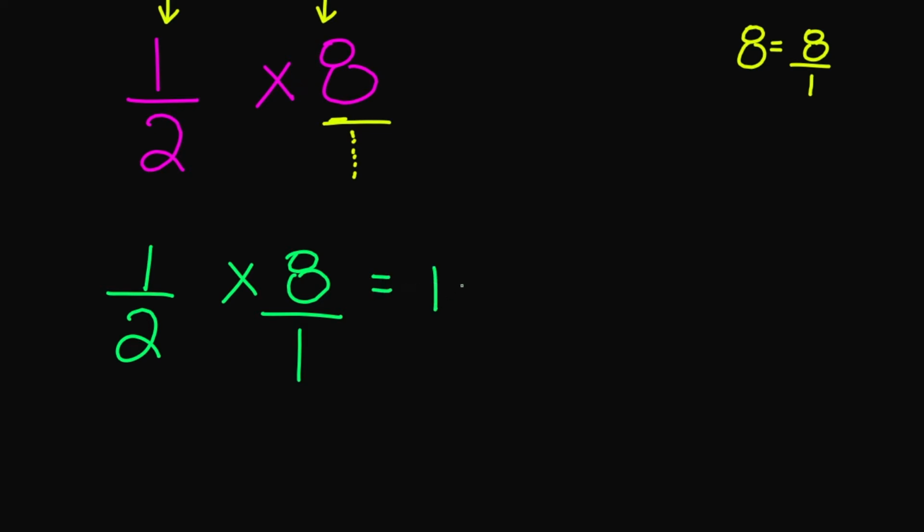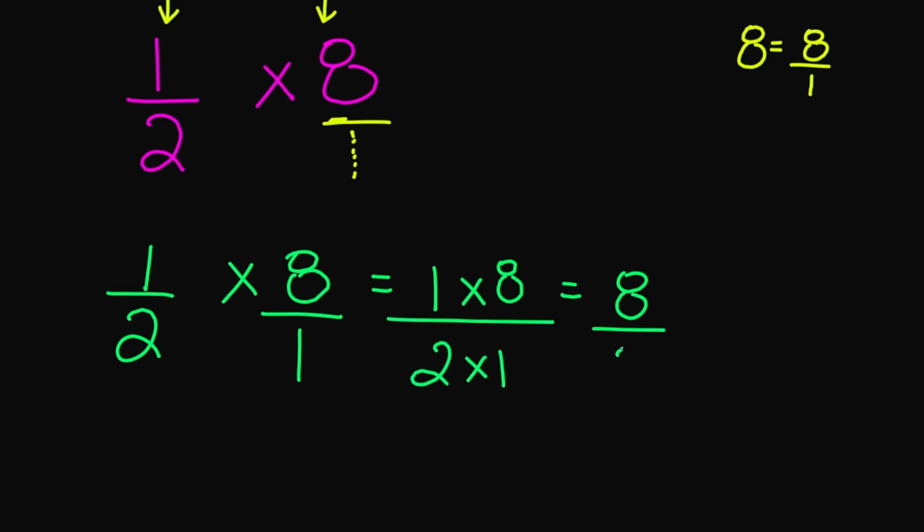So my numerator, we have 1 times 8. This is going to give us 8. And then my denominator, we have 2 times 1. This is going to give us 2. 8 over 2 equals 4. So your final answer is 4.